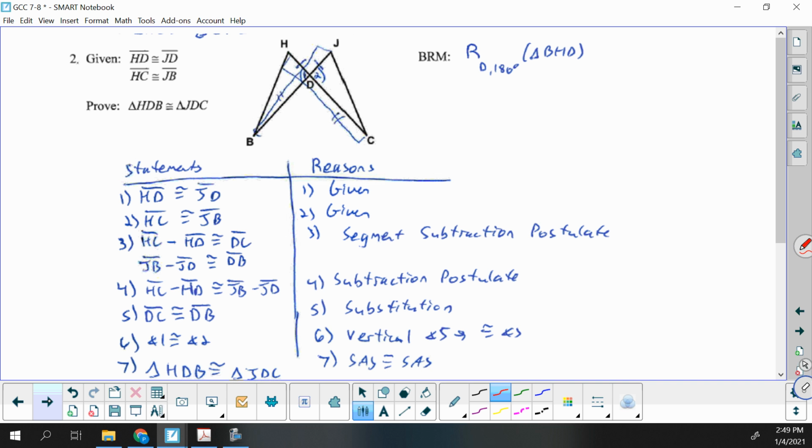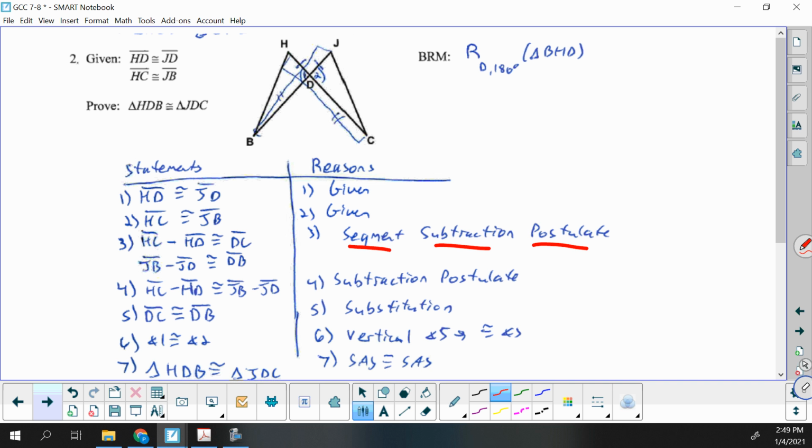So it's too much of a side, so we want to think segment subtraction. We were given AD and JD, so that's a side in our triangle, and then you could do vertical angles to get a set of angles there. But what we're going to have to do is take that HC and subtract off HD, and that will give us DC. And then similar idea, take the JB minus the JD to give us DB. Those each had 3 parts, 3 words, segment, subtraction, postulate.